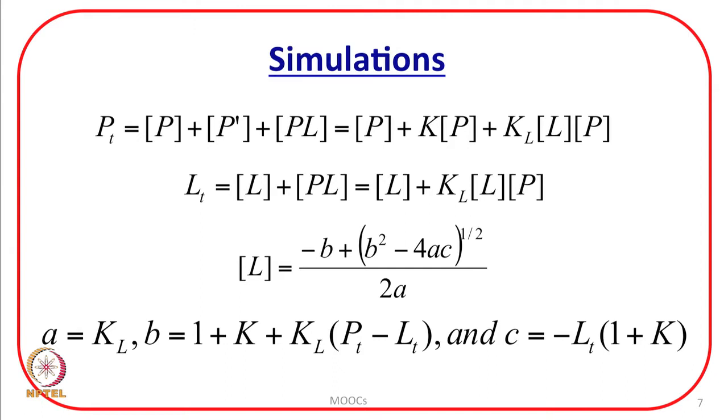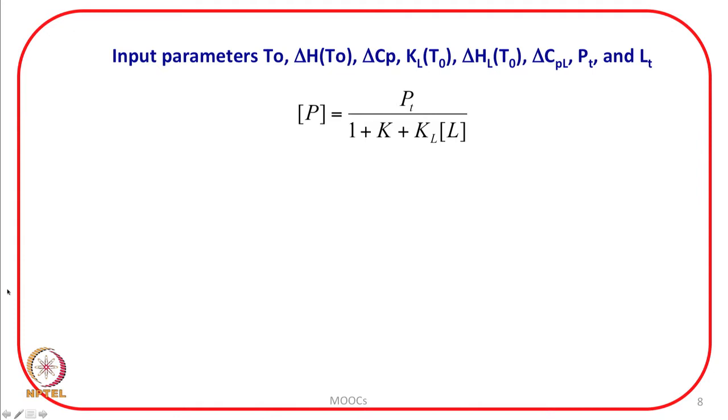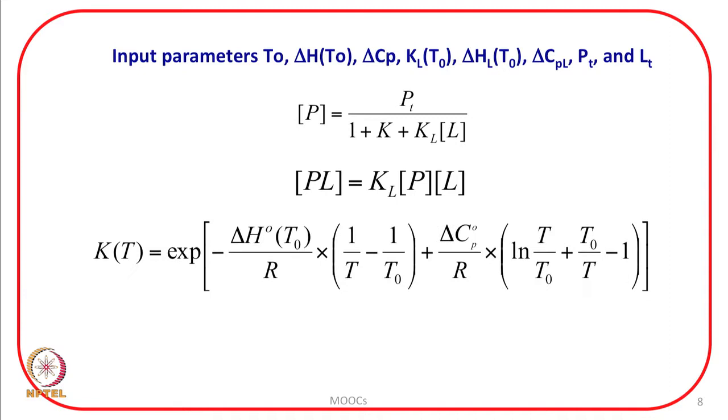Therefore, after doing this, what we have are the input parameters from the DSC: transition temperature in the absence of ligand, delta H in the absence of ligand, delta Cp, KL T0, delta HL T0, delta CPL, PT and LT. The concentration of P is expressed in this form, and the concentration of PL is equal to KL into P into L, and KT is given by this equation. These equations we have earlier discussed.